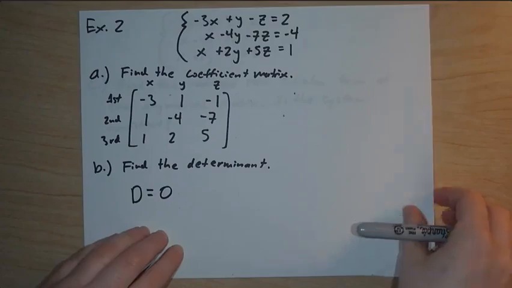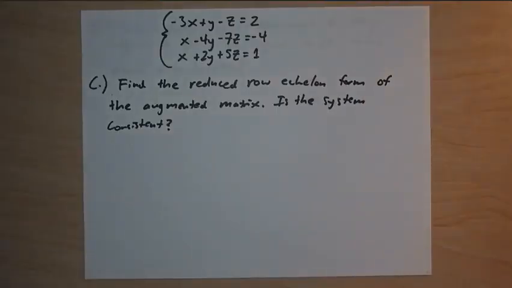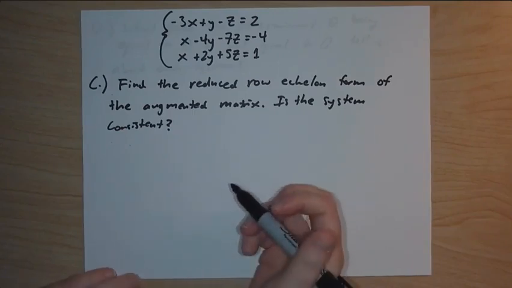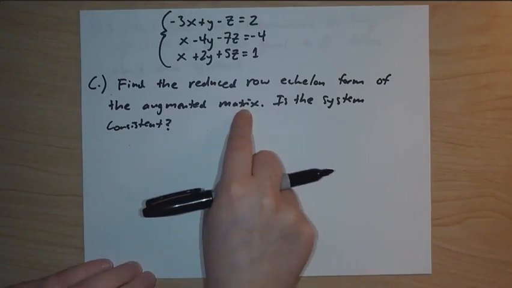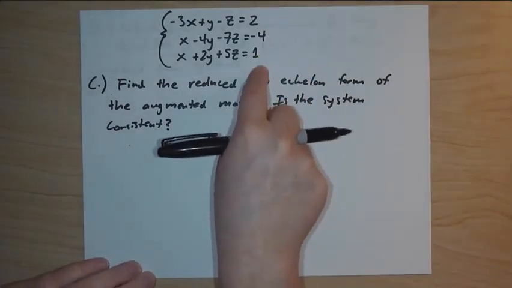So moving on to part C. Part C asks to find the reduced row echelon form of the augmented matrix, and then it asks, is the system consistent? So we're going to find the augmented matrix. Previously we found the coefficient matrix. The augmented matrix adds the constants column.